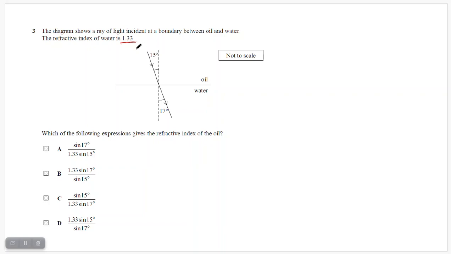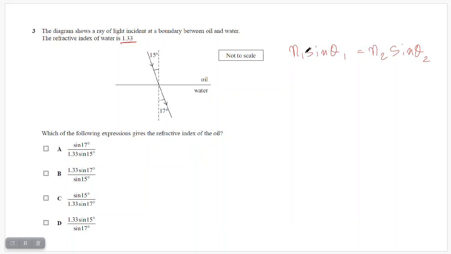In the new syllabus, what you have to use is n1 sin theta 1 equals n2 sin theta 2. And that's because none of the mediums is air. You can only use n equals sin i by sin r when at least one of the mediums is air. Since none of the mediums is air, you cannot be using that equation. So the equation that you use is n1 sin theta 1 equals n2 sin theta 2. And this is arbitrary. Which medium you consider n1 and which medium you consider n2 is completely up to you.